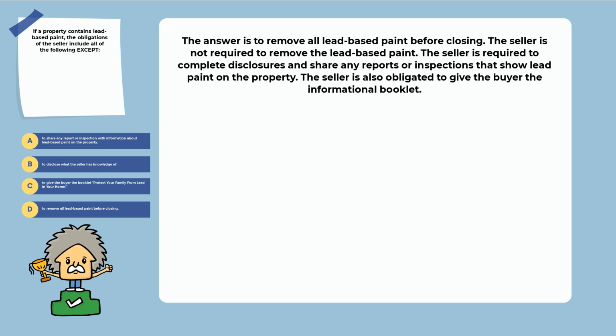The seller is not required to remove the lead-based paint. The seller is required to complete disclosures and share any reports or inspections that show lead paint on the property. The seller is also obligated to give the buyer the informational booklet.